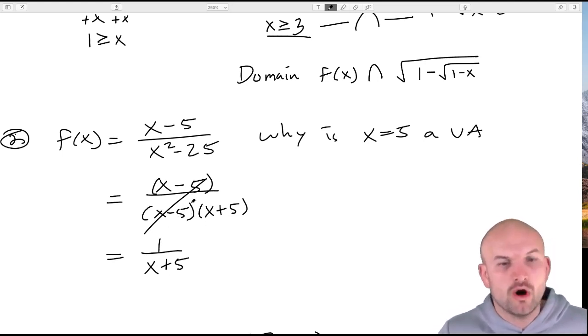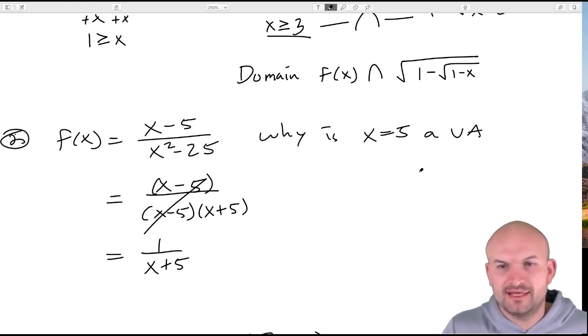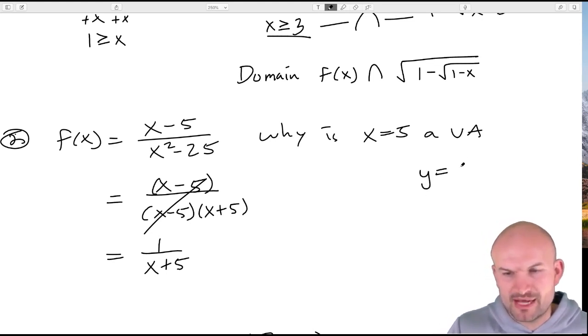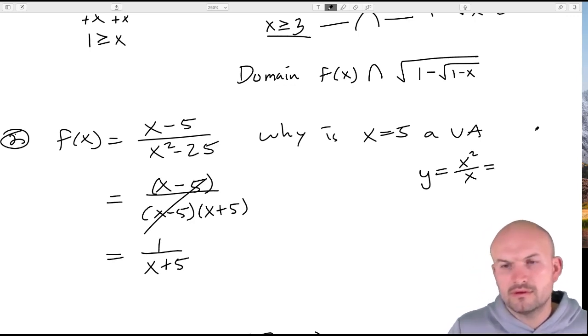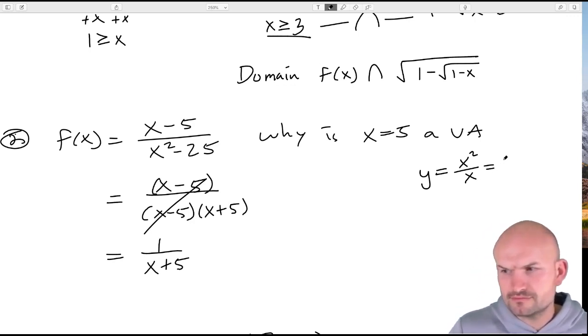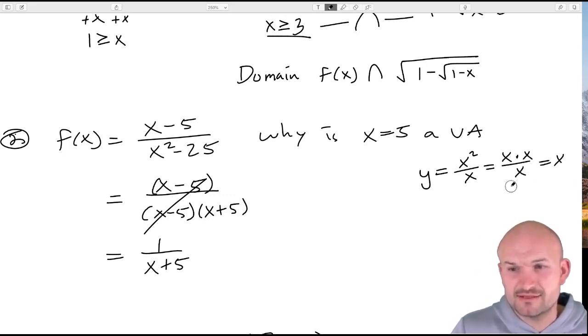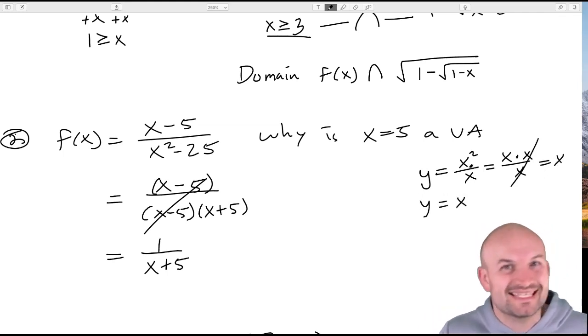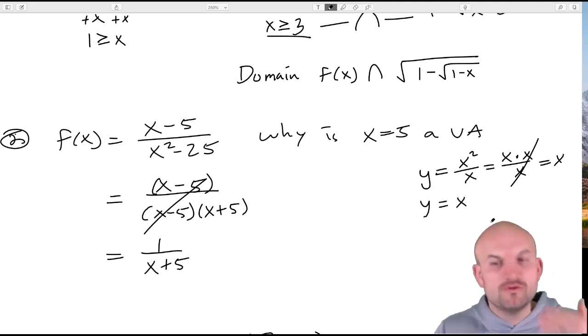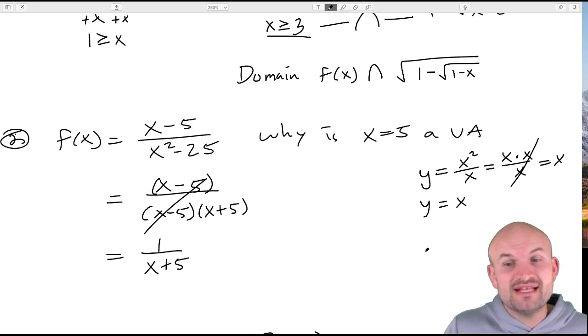It represents a hole. So for instance, an easier way to understand this would be, what about y equals x squared over x? If you simplify that, that just goes to x. Well, let's look at it this way. If you simplify, that goes to x times x over x, which is really just x. However, that's not just the line y equals x. You can't graph y equals x and say that's the same thing as y equals x squared over x, because we divided out the x. That's a removable discontinuity, and therefore that creates a hole.